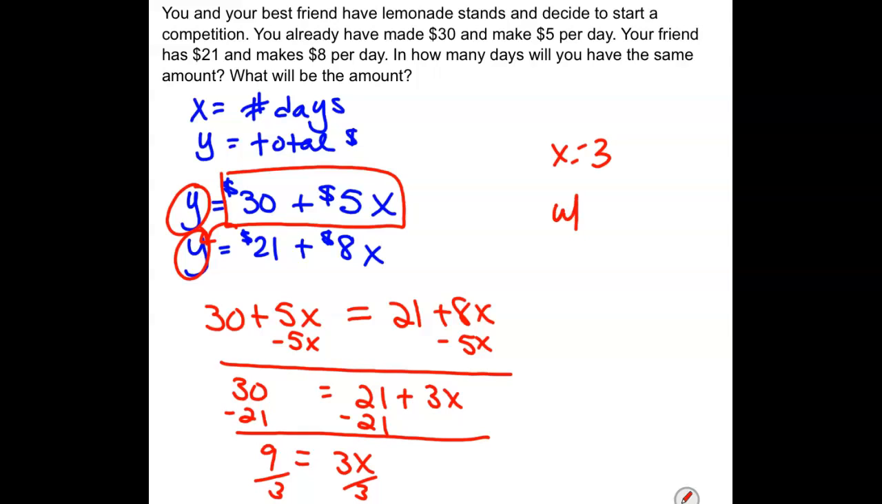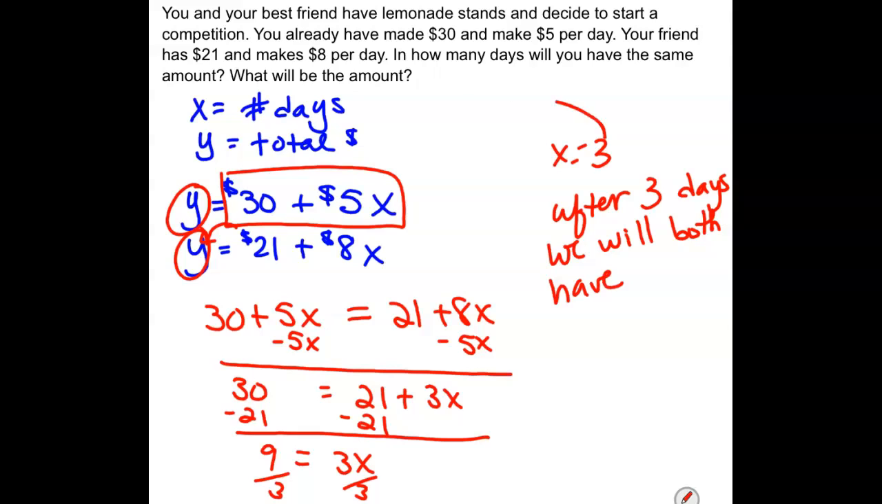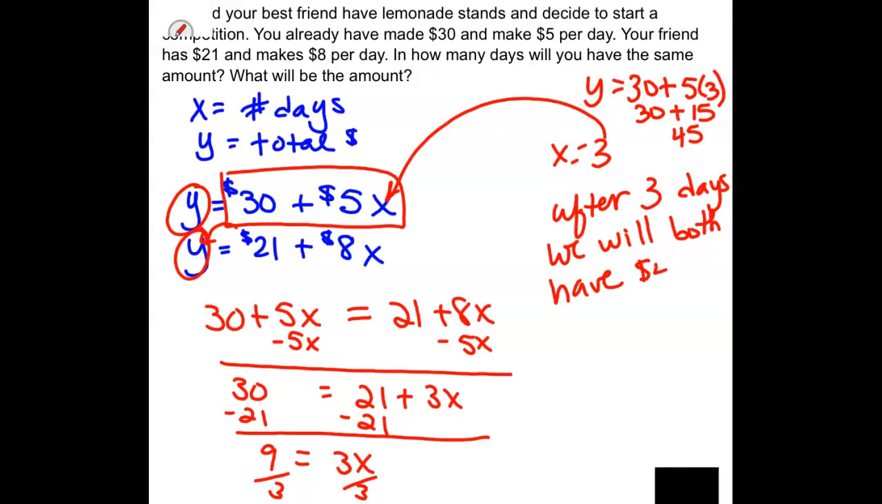So after 3 days, we will both have the same amount. Now let's figure out what that amount is. If I put 3 in for x, I have 30 plus 5 times 3. So 30 plus 15 would be $45. So after 3 days, we will both have $45 total.